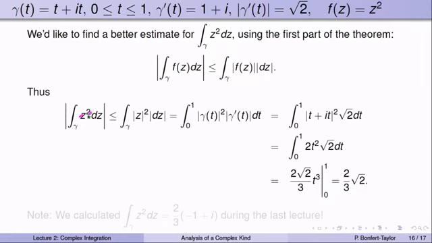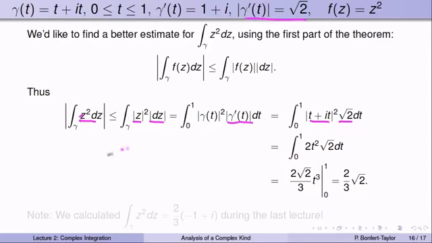So the integral of z squared dz is bounded above by the integral of the absolute value of z squared, absolute value of dz. By definition, that's the integral from 0 to 1. We look at gamma of t instead of z, and then we need to fill in absolute value of gamma prime of t dt. But gamma of t is t plus it, so we need to take the absolute value of that and square it, and then multiply with the absolute value of gamma prime of t, which is square root of 2.